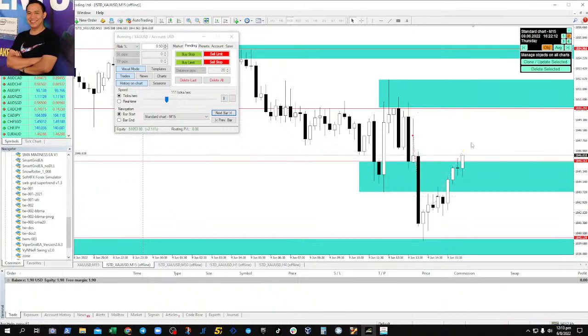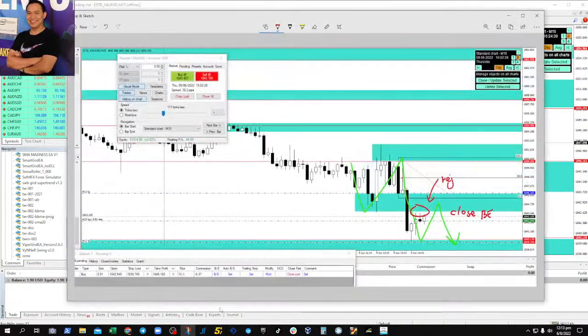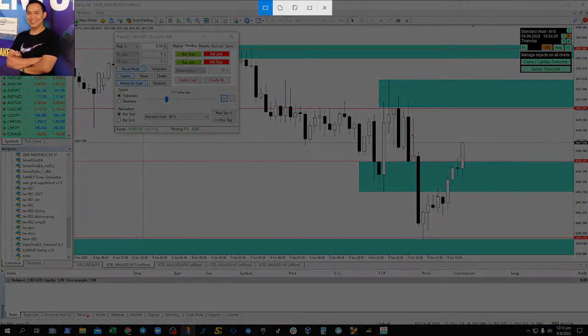Okay. There you go. Wow. The original idea of rejection really works. Yeah, it would have hit TP. So our sell idea doesn't work. Okay, it's rejected already. And then the buy idea would have worked.